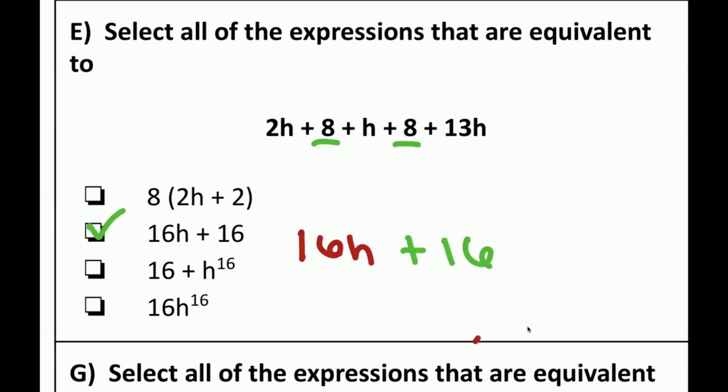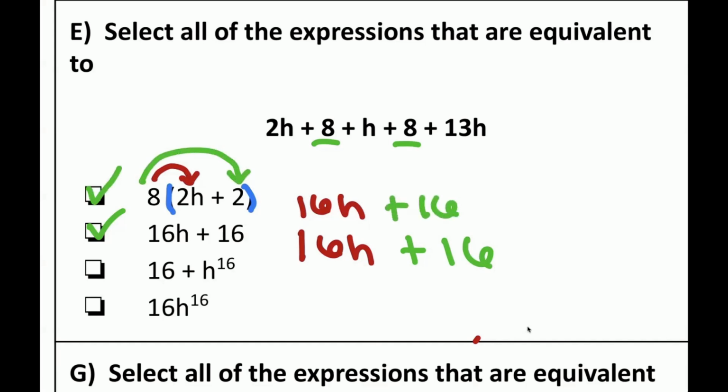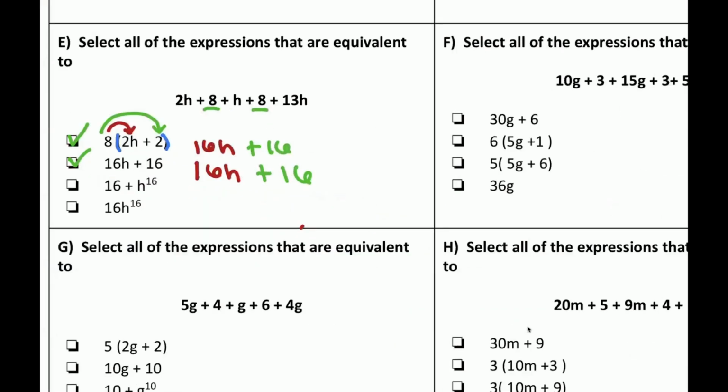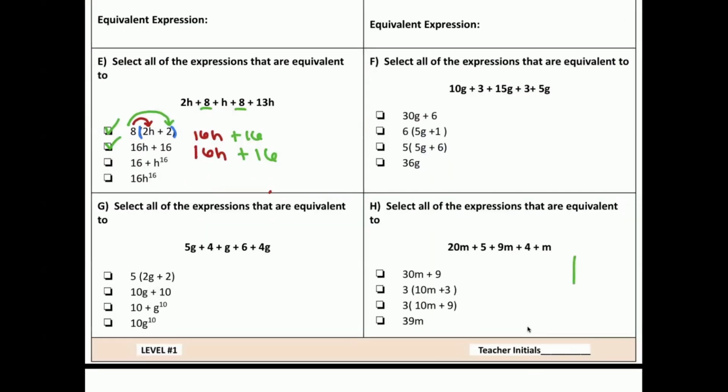Okay, so here's one of my options. Now, what I'll say on these types of problems is anytime you see parentheses, make sure that you multiply it out. All right, so let's see if it's equivalent. 8 times 2h is 16h, and 8 times 2 is 16. So our first answer is also equivalent. So if that helps on any of these bottom ones, feel free to adjust them and then check in with your teacher to get feedback.